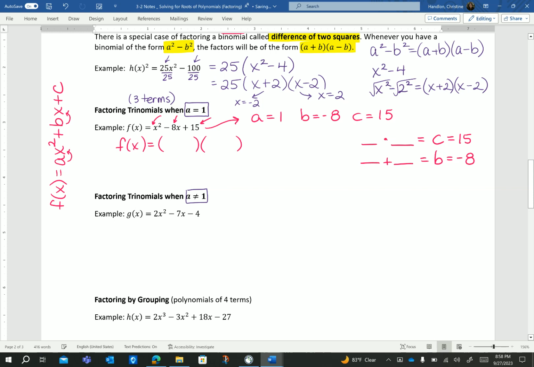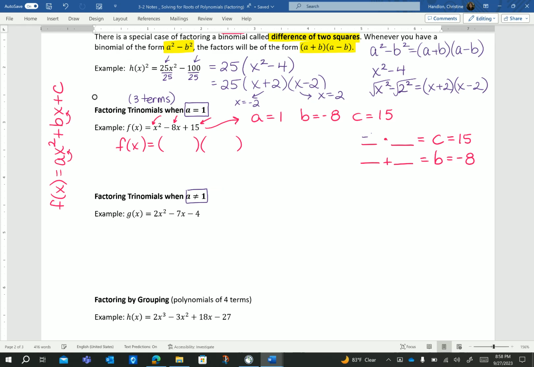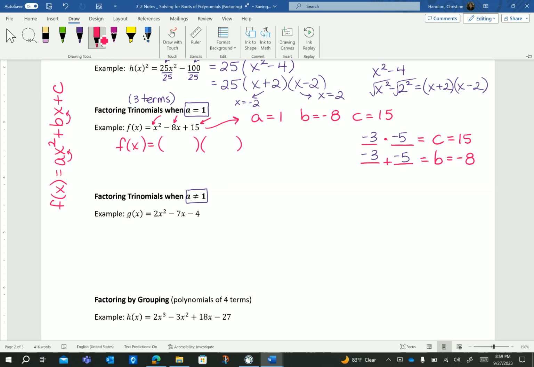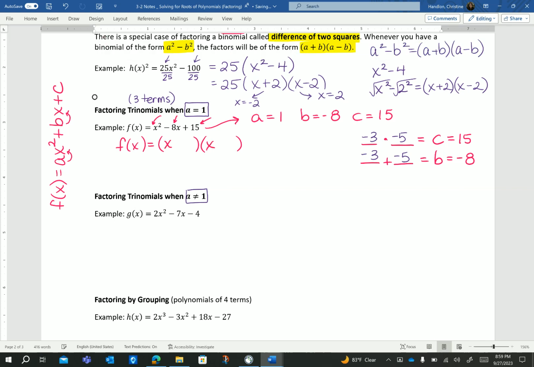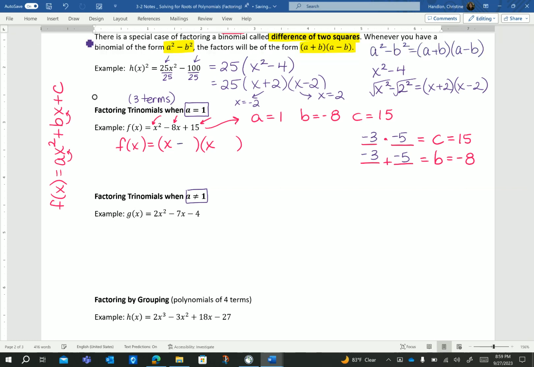So take a second. What two numbers multiply to be 15 that at the same time give me negative 8? So you may have guessed negative 3 and negative 5, or negative 5 and negative 3. It doesn't matter the order. Okay? So once you've figured out those two numbers, you actually are done. So what you will do, you can write an x here and an x here because we know x times x is x squared. And then the two numbers that you just found, you will write next to the first x, next to the second x.